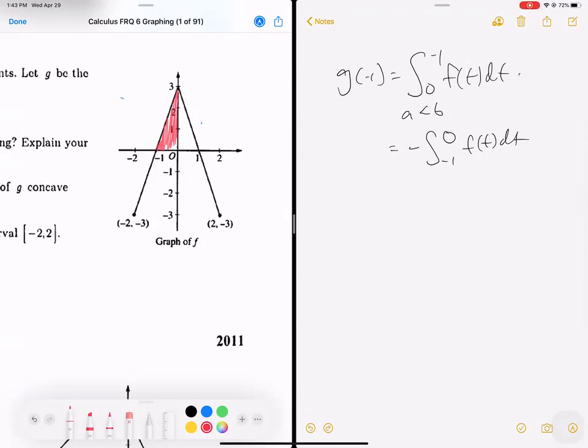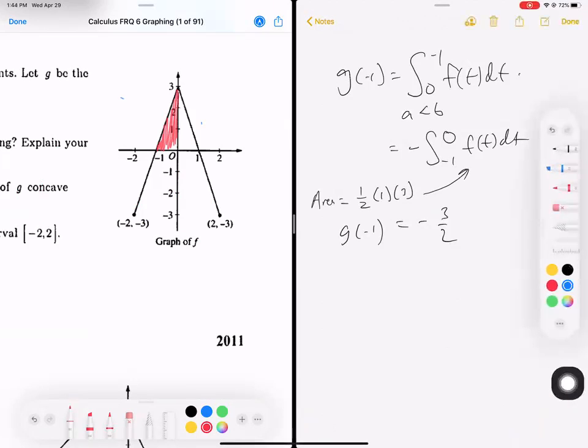Okay, what type of shape is that? It's a triangle. The area of that triangle is half base times height. Half the base, which is 1, the height is 3. So our area is going to be -3/2. That's what g of -1 is going to be, because this is the area of the triangle. That goes in the integral, and don't forget the -1 goes in the front.